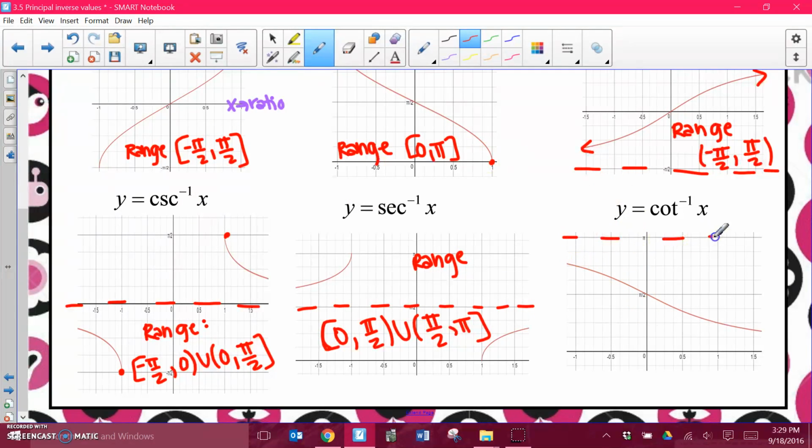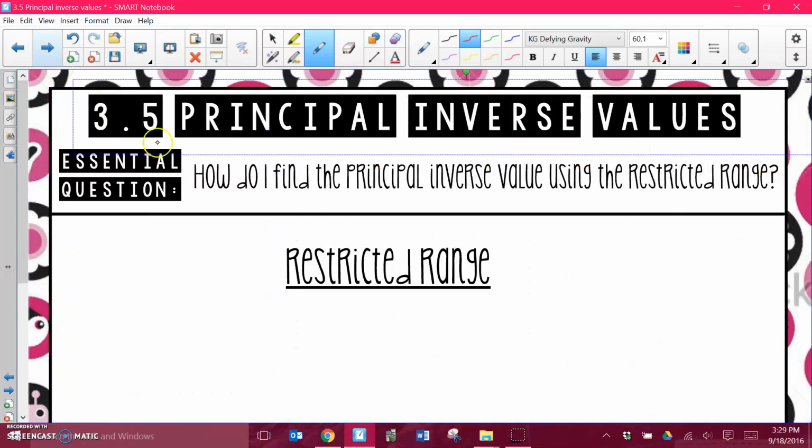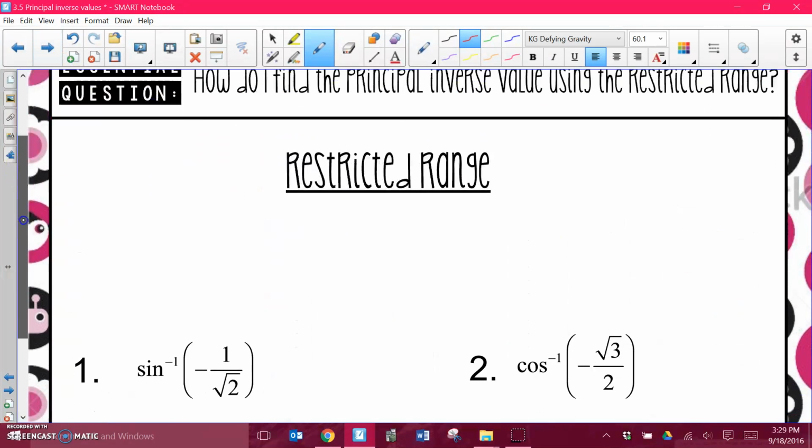Okay, finally we have inverse cotangent, and again, it has those asymptotes at the top and the bottom, which is nice because that just means my range is then 0 to pi non-inclusive. So we use the parentheses. Okay, so those are the ranges for these graphs, and those are also what we call the restricted range to find a principal inverse value. So restricted range, basically what you're saying here is this is how we made my graph a function. We had to restrict the range.